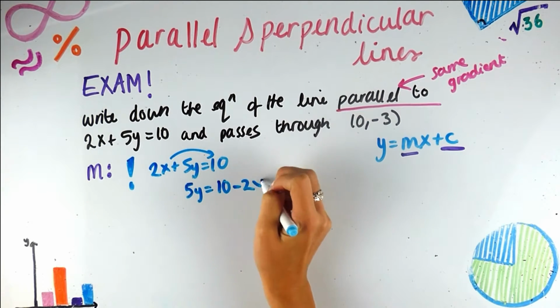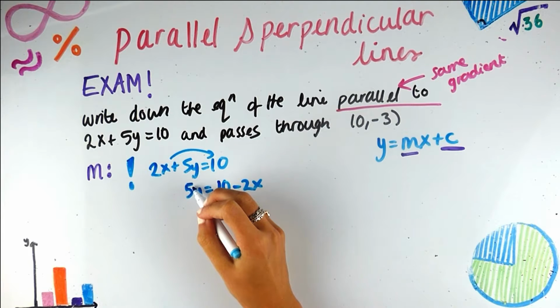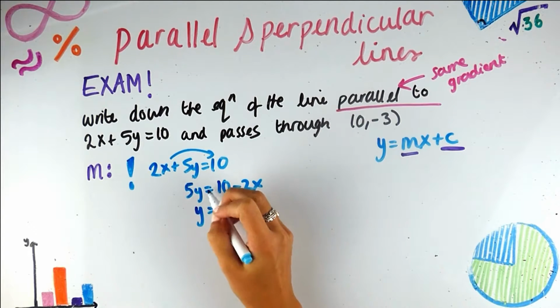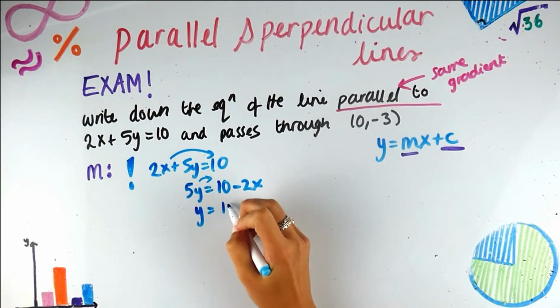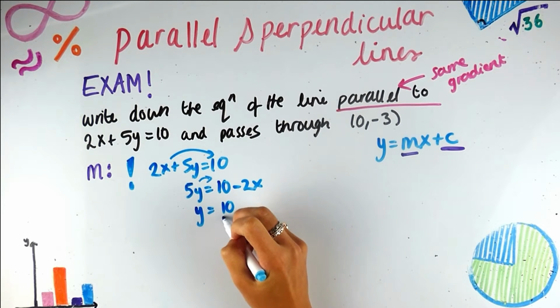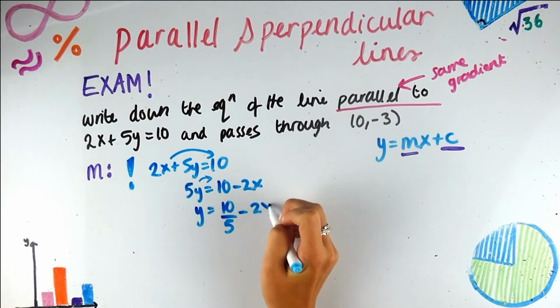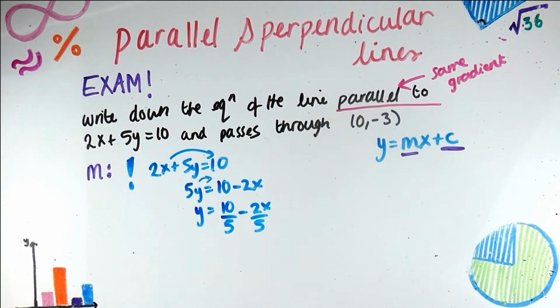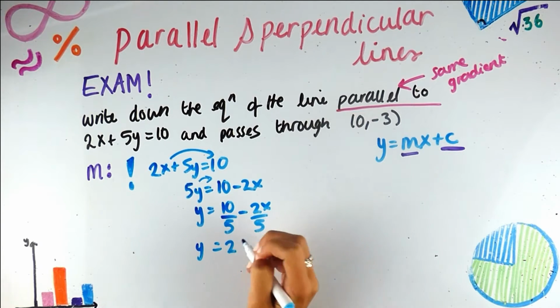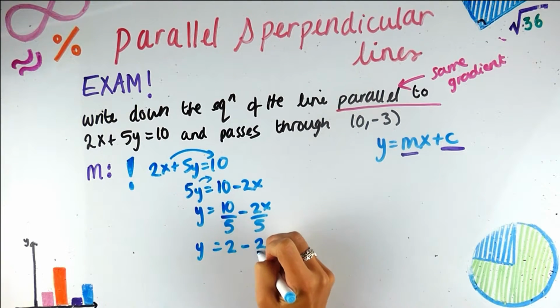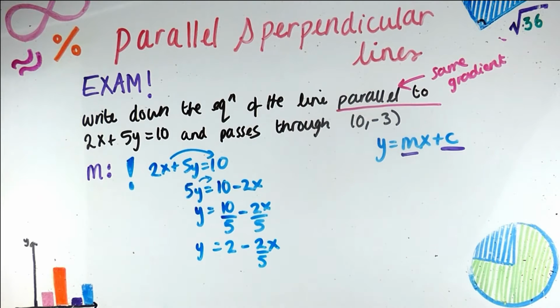I'm going to take the 2x over, positive x on this side, so I'm going to take away 2x on this side, and then I've got a multiplied by 5 on this side, so when I take it over I divide by 5 on this side. So I have 10 divided by 5 and minus 2x divided by 5, so don't forget to do both terms. 10 divided by 5 is 2, then you have minus 2 over 5x. I'm going to write that so the x value is first, just so it looks more similar to this.